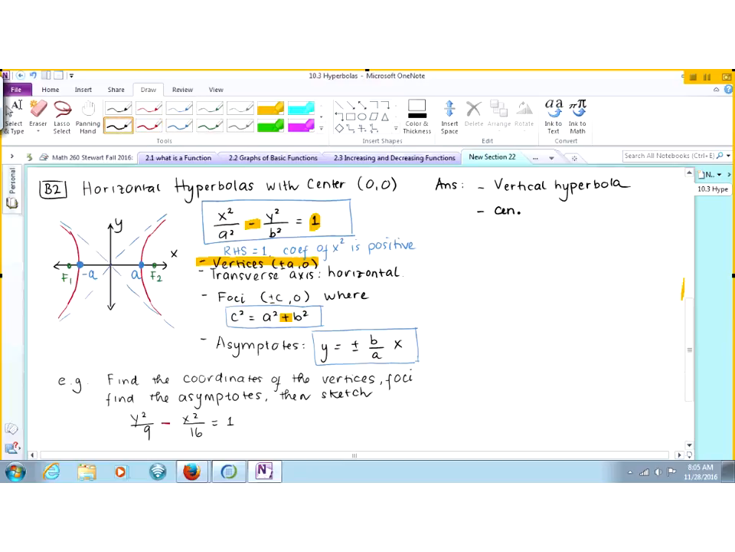Vertical hyperbola. Do I know the center? 0, 0. That's right. And then I could start with my sketch. For all these conics, we should start with a sketch. So this is how I'm going to sketch it. I will start with 0, 0, and then I will sketch a rectangle.